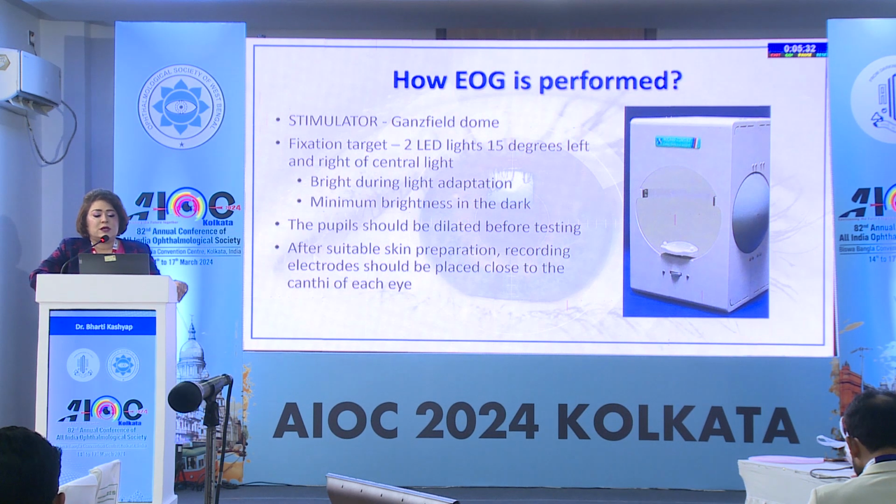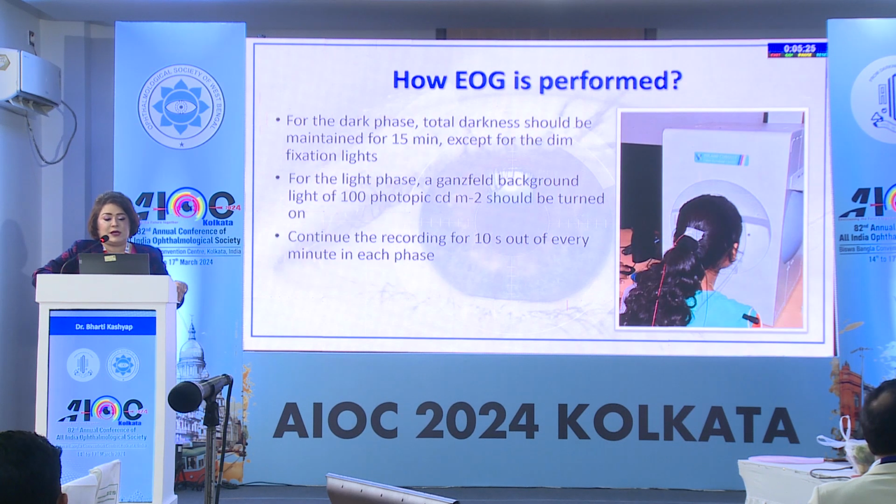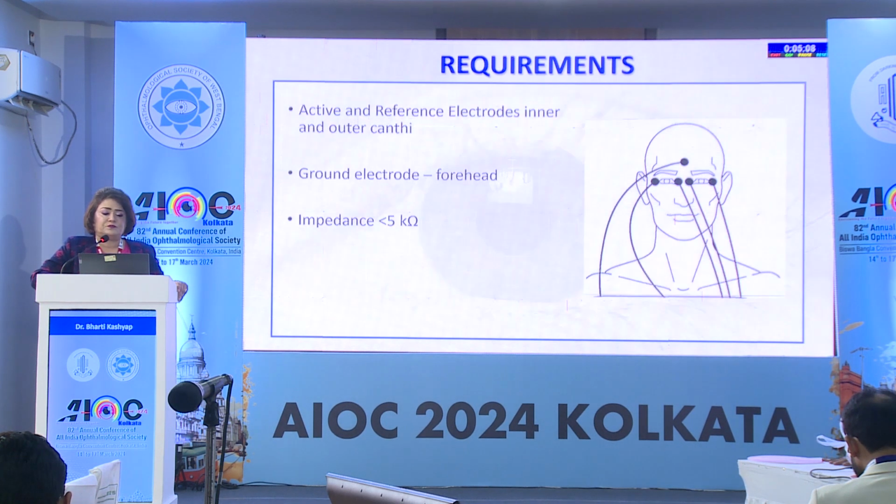The pupil should be dilated before testing, and after suitable skin preparation, the recording electrode should be placed close to the canthi of each eye. For the dark phase, total darkness should be maintained for 15 minutes except for the dim fixation light. And for the light phase, a Ganzfeld background light of 100 photopic candela per square meter should be turned on. Continue the recording for 10 seconds out of every minute in each phase.